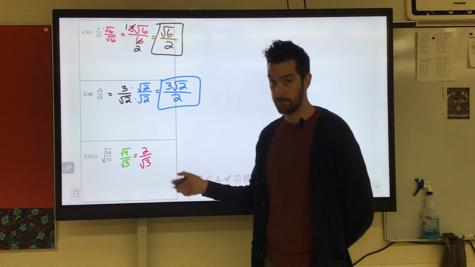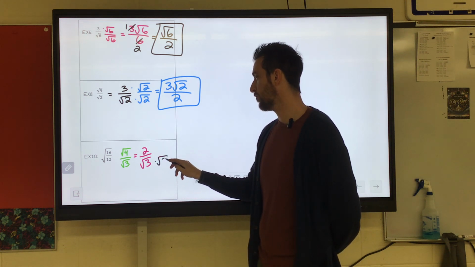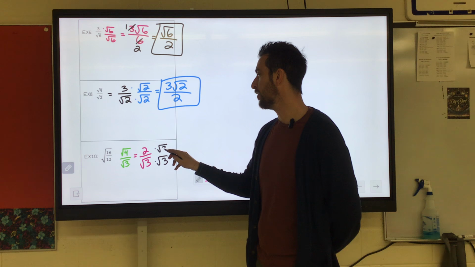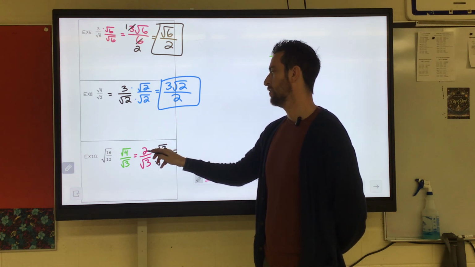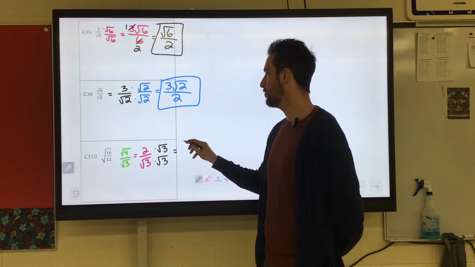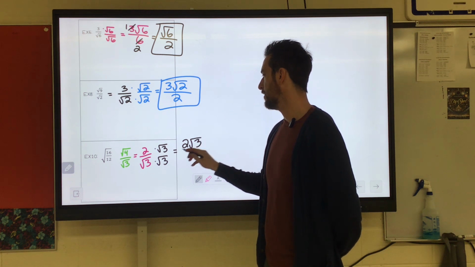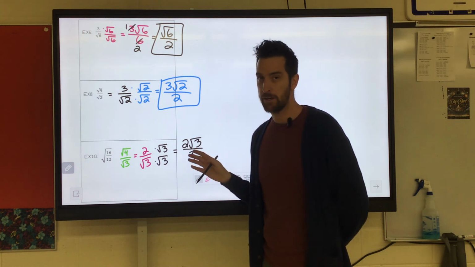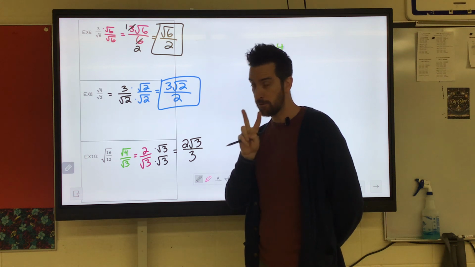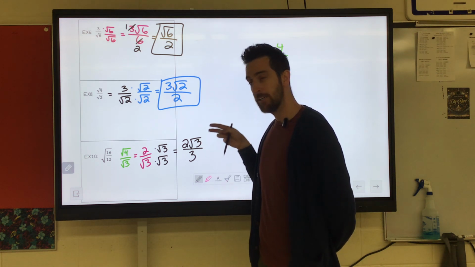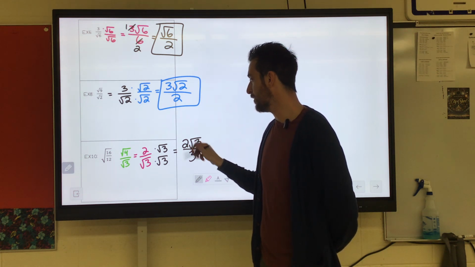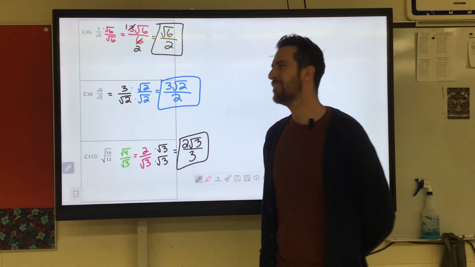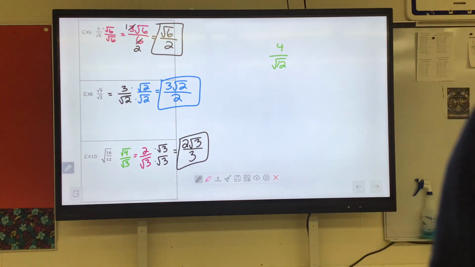No radicals in the denominator. Times root 3 times root 3. 2 times root 3, 2 root 3. Denominator, root 3 times root 3, regular 3. No more radicals in the denominator. No more perfect squares left in the radical. Can you simplify the stuff outside? 2 over 3? Nope. So you're all done with the radicals.